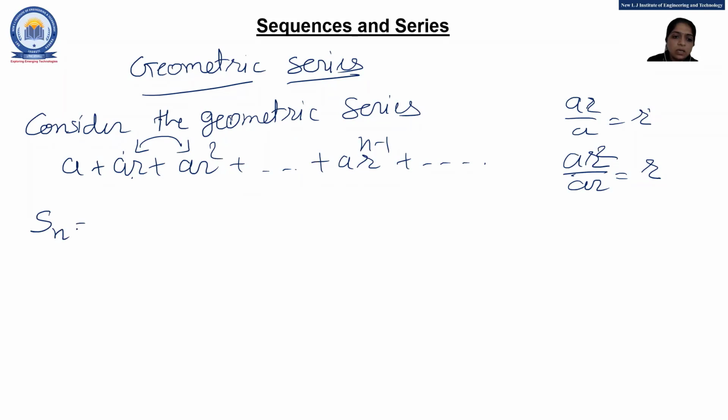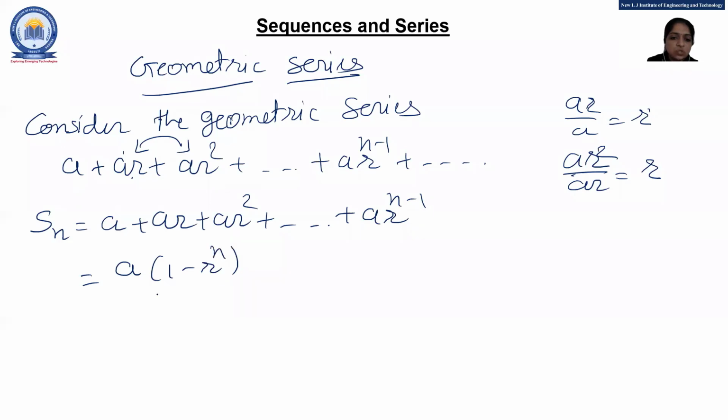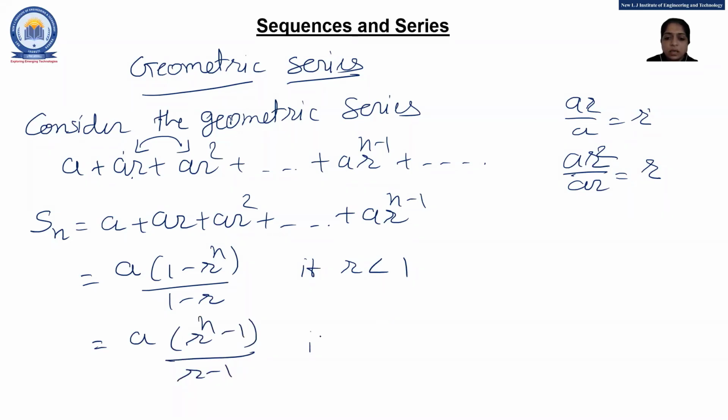Now, the sum of the first n terms of the geometric series, that is A plus AR plus AR square up to AR raised to n minus 1, is A times 1 minus R raised to n upon 1 minus R if R is less than 1, and this sum is represented by A times R raised to n minus 1 upon R minus 1 if R is greater than 1.